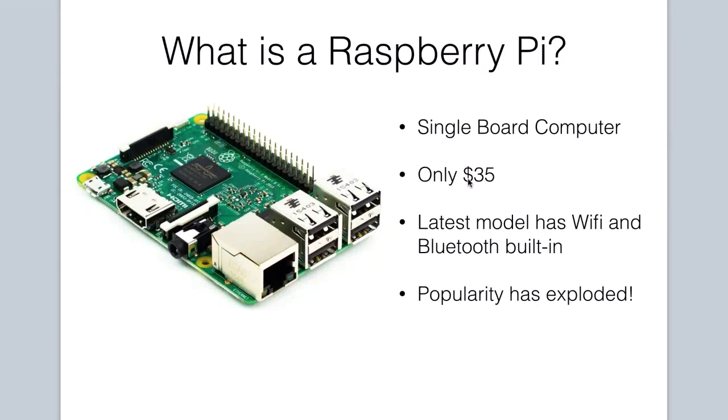The Raspberry Pi is a small single-board computer that was developed in the UK by the Raspberry Pi Foundation in order to promote teaching of basic computer science in schools and developing countries. It is very inexpensive, and with the latest model for only $35, you can get an entire computer on a single board complete with Wi-Fi and Bluetooth functionality built in. Since the release of the first version in 2012, the popularity of this board, especially in education, has skyrocketed.